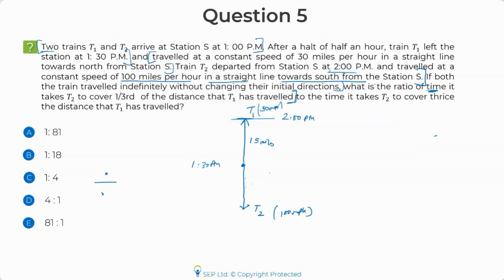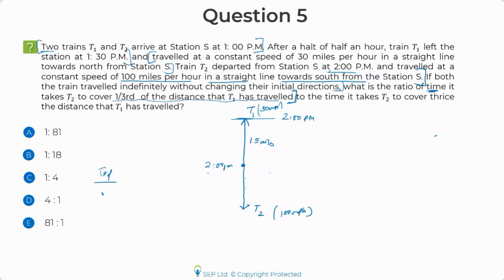So ratio of time. They're talking about the first part, the top part here. Yeah, my bad. Thank you for pointing this out. This is 2 p.m. Correct. Sudeep, you're right, it's 2 p.m. So the top part is I need to find out the ratio of time. So I'm looking for the time T2 takes to cover 1/3 of the distance that T1 has traveled.